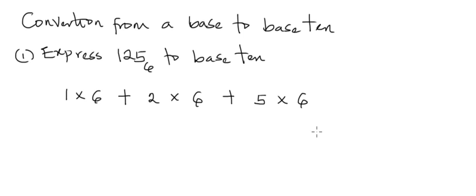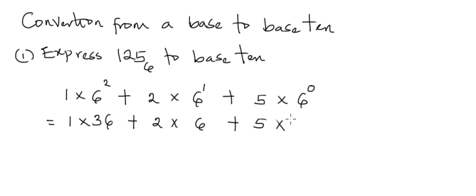Then in each of them, we allocate powers, starting from the right: 0, 1, 2. And what would that be? That becomes 1 times 6 squared, which is 36, plus 2 times 6 raised to 1, which is 6, plus 5 times 6 raised to the power 0, which is 1. Anything raised to the power of 0 is 1.